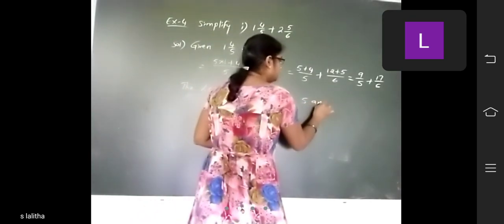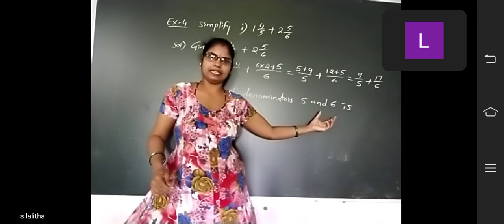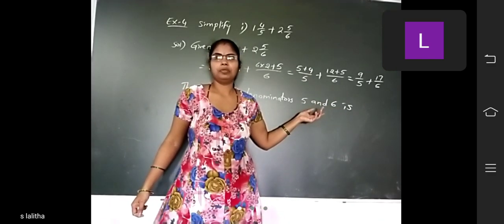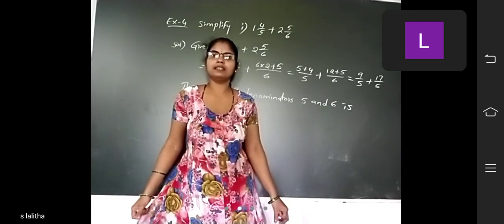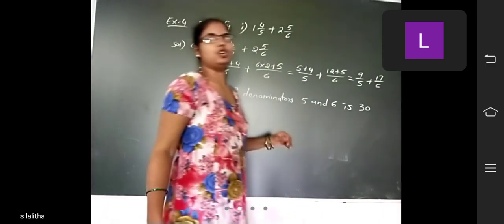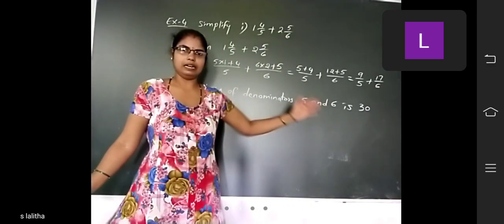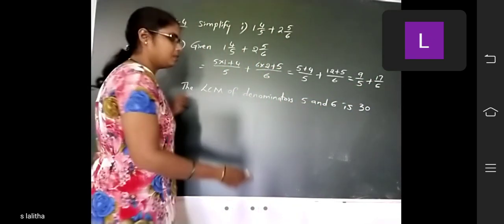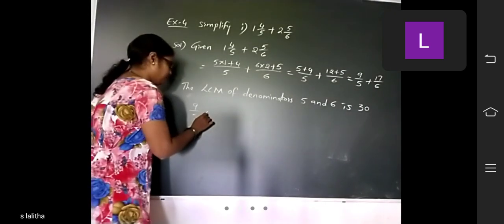LCM of denominators 5 and 6. Is there any number that divides both? No. So you should multiply 5 into 6, how much? 5 6s are 30. Listen all of you. Stop writing, listen. 5 6s how much? 30. What is the LCM? 30 we will get. Now take the first fraction. What is the first fraction? 9 by 5.